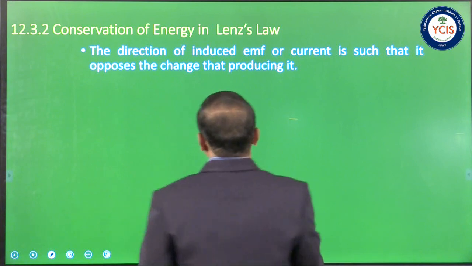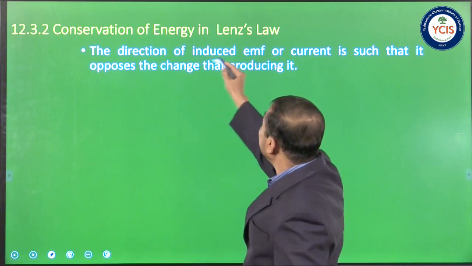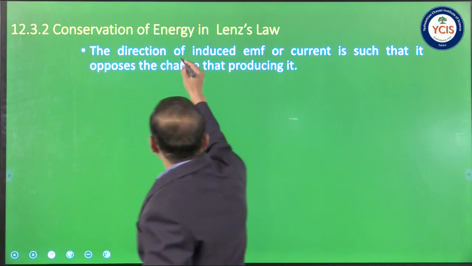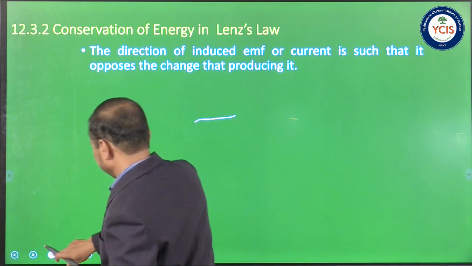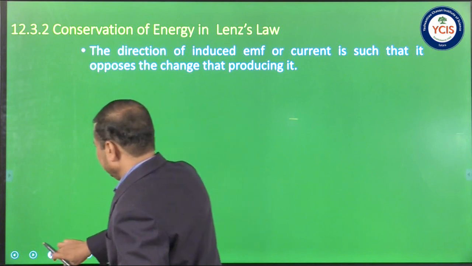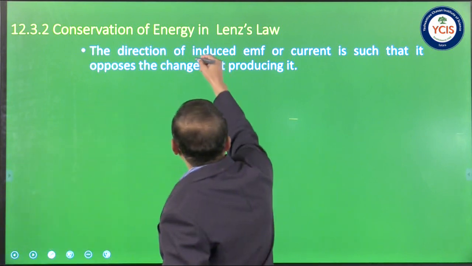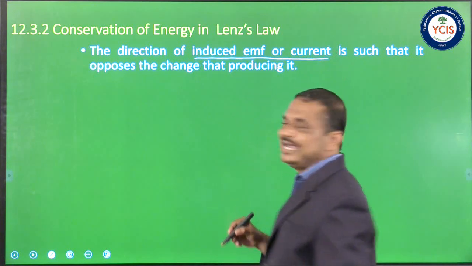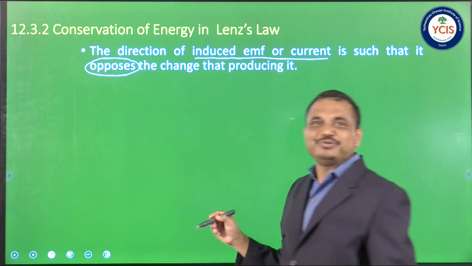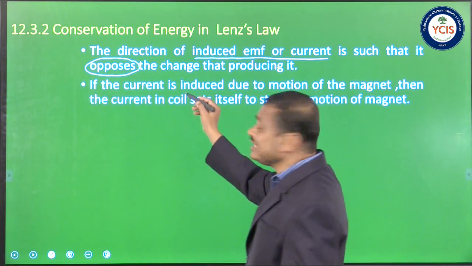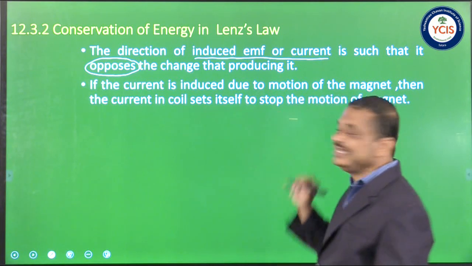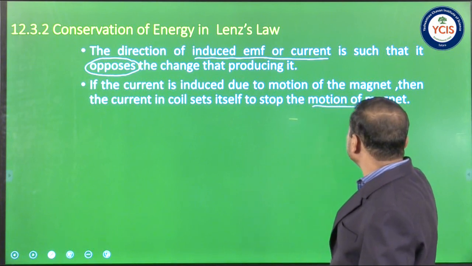So we see that the direction of induced EMF or current is such that it opposes the change which produces it. If the current is induced due to the motion of a magnet, then the current in the coil sets itself to stop the motion of that magnet.